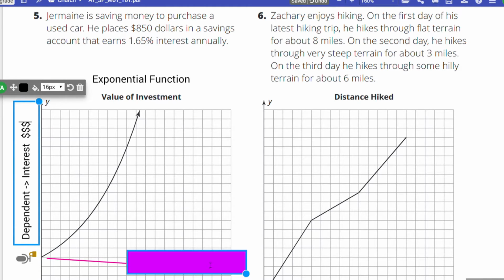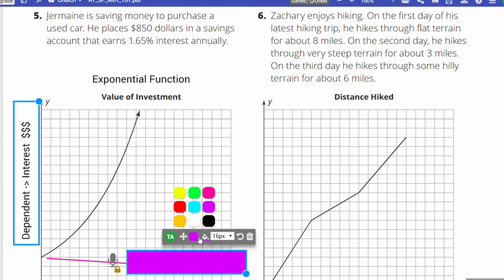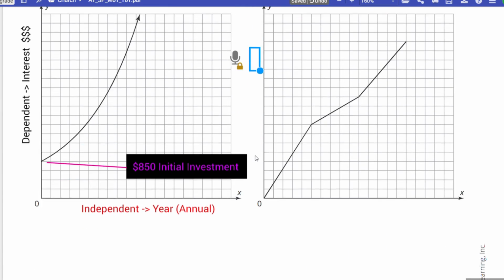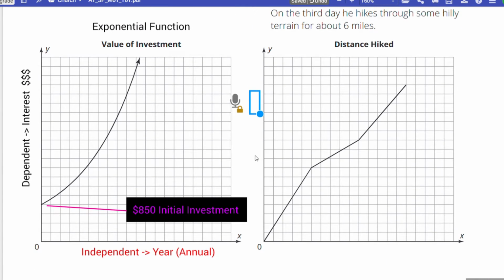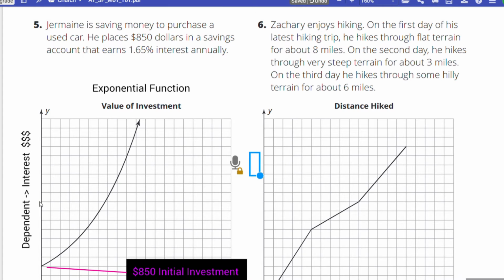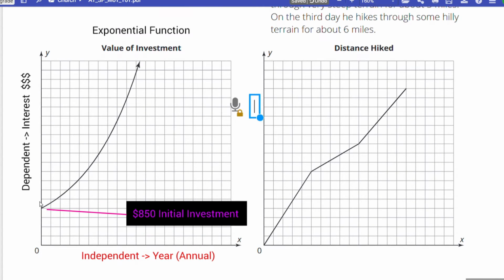And the reason I say this is, if I had to guess, I would say that probably the initial investment of $850 is going to be what we call the y-intercept, if I were to guess. Although there isn't enough information given in the original statement or scenario to know 100% for sure if that's the case. But this would be a good place to guess.